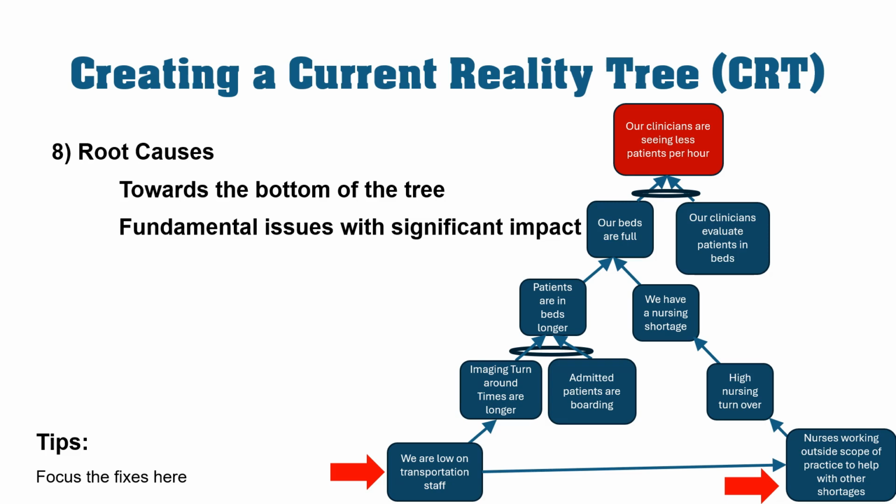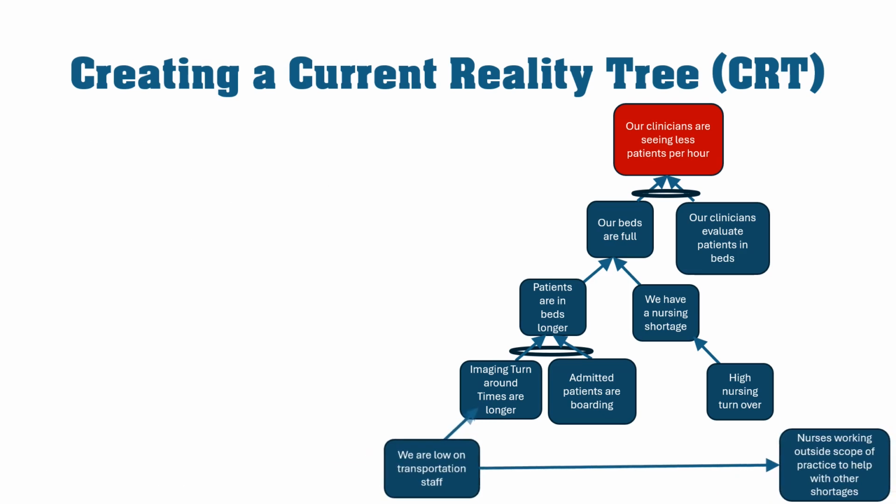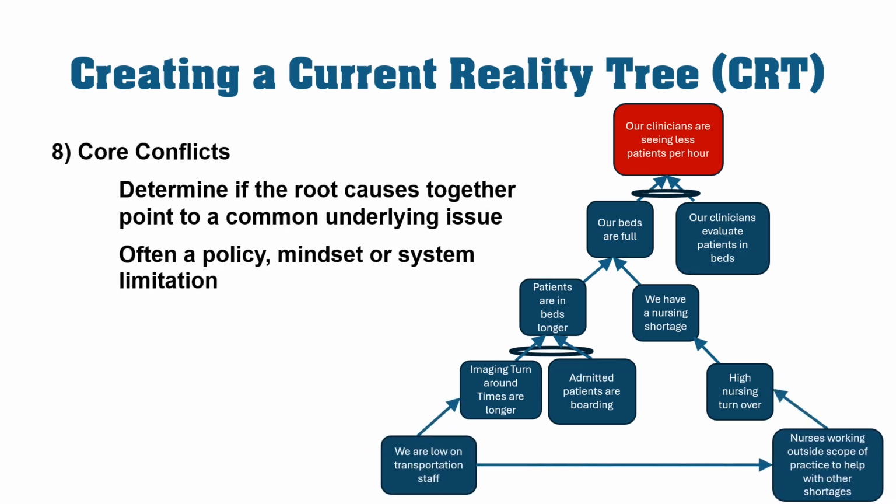While you're going through this process, you're going to come up with core conflicts. You're going to have a policy, a mindset, or a system limitation that makes it very difficult. You're going to be able to determine this root cause together, but maybe stuck on a core conflict. This is where a conflict cloud can come in to help break that conflict for you and your team. Just some extra tips for building your current reality tree.